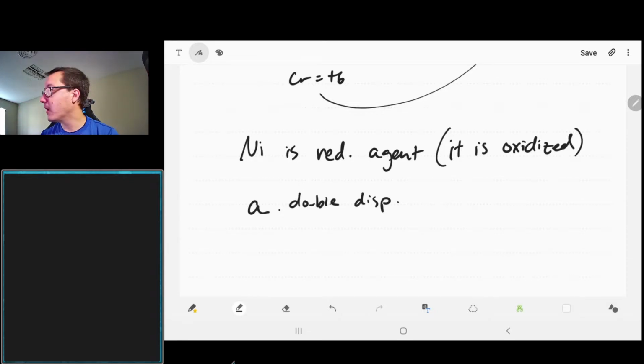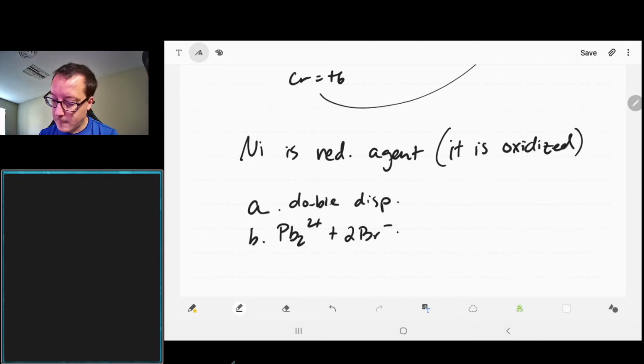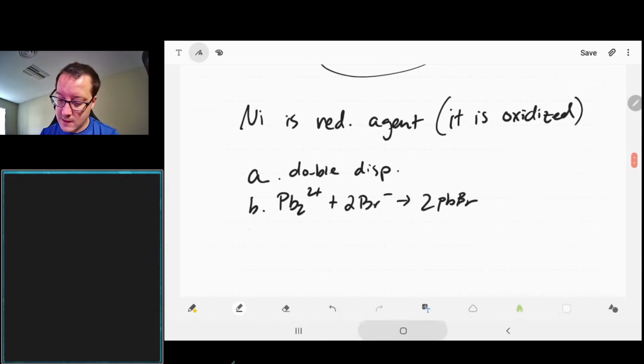I'm not even going to write it. We have two PBR. Actually, we don't need the... That's weird that it didn't include the 2 there, but it doesn't matter. And then we have the copper plus sulfur.